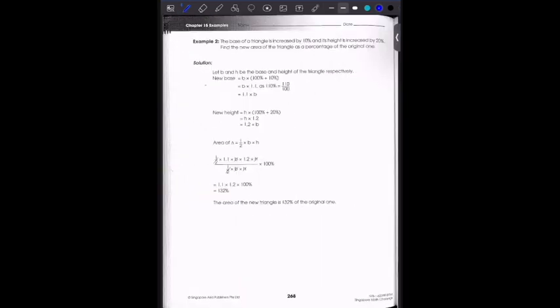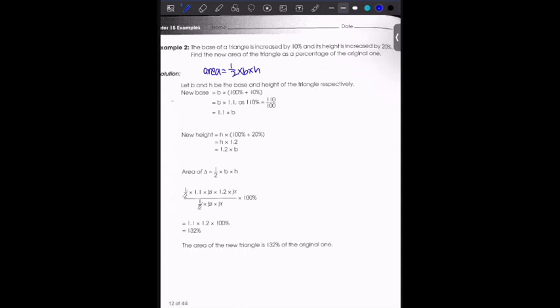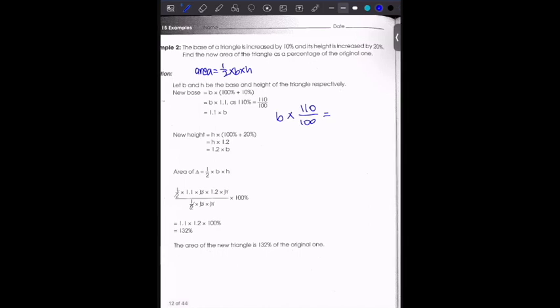And so the base of a triangle is increased by 10% and its height is increased by 20%. Find the new area of the triangle as a percentage of the original one. So we know that the area of a triangle is 1/2 times base times height. And so the base of the new triangle is going to increase by 10%. So if B is the original base, then the new base is going to be B times 110 over 100. So that's going to be 11B over 10, or 1.1B.